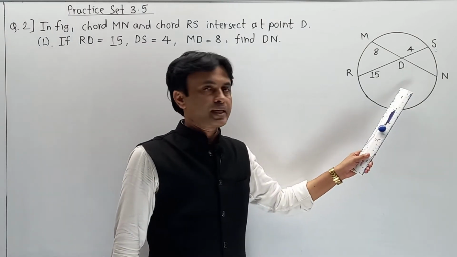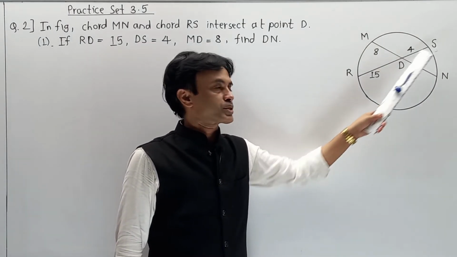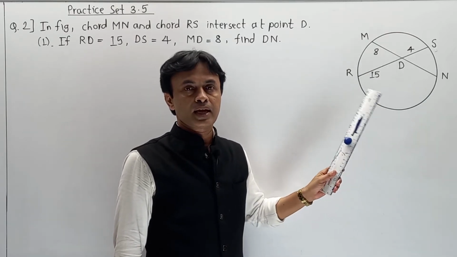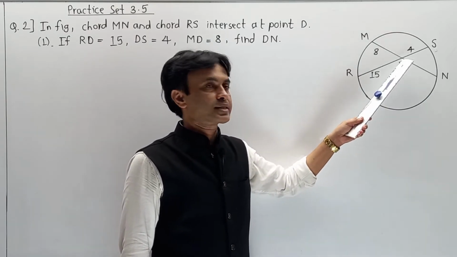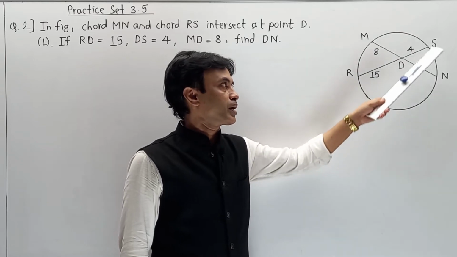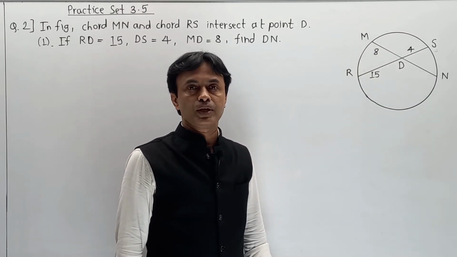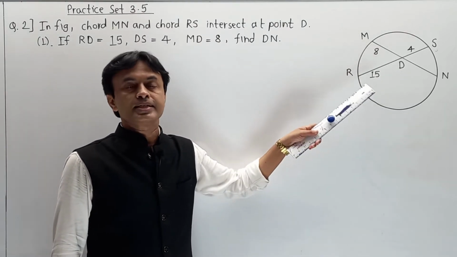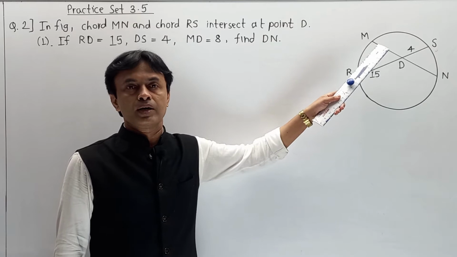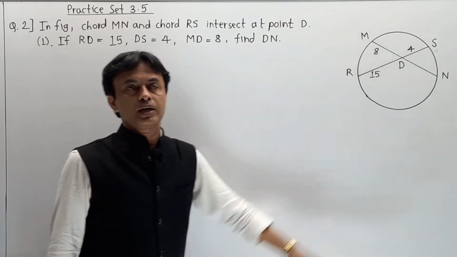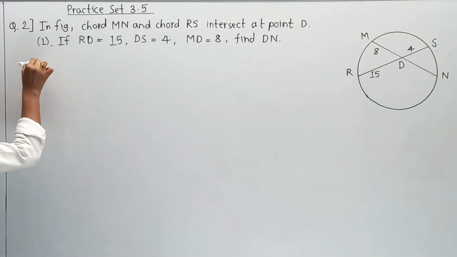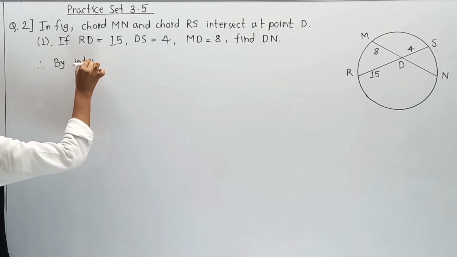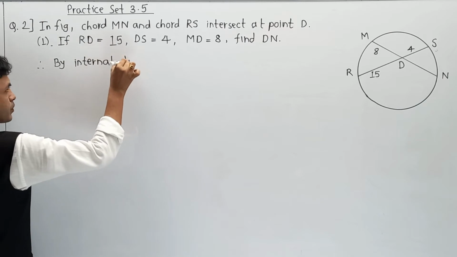Now remember it carefully. Here there are two chords and these two chords intersect each other inside the circle. As they are intersecting inside the circle, we have a formula for application here. As both the chords intersect inside the circle, we have the formula for internal division of chords, chords divided inside the circle.